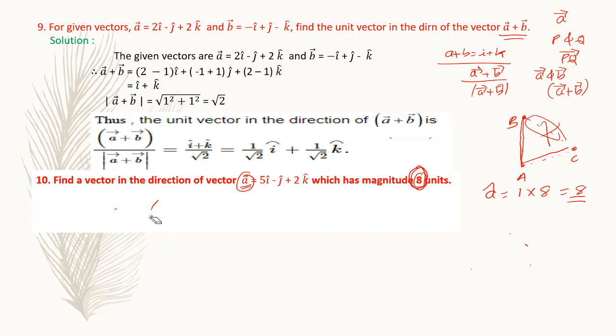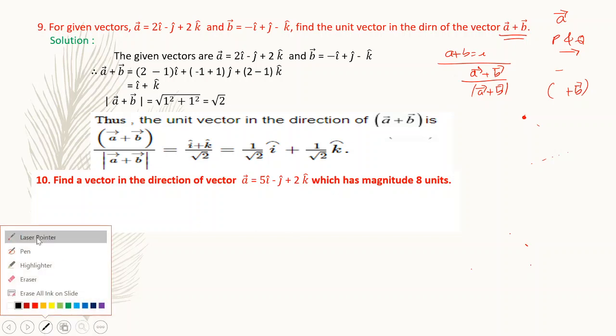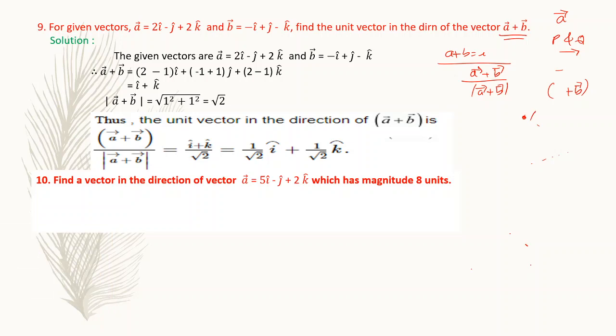Suppose they ask to find a new vector of magnitude 7, 8, 9, 10, whatever it may be. You just need to multiply by the given number. If they ask for 7, multiply by 7. If they ask for 10, multiply by 10. This is the way you need to find it. For whatever magnitude, first find the unit vector. I hope you know how to find the unit vector for a given vector.